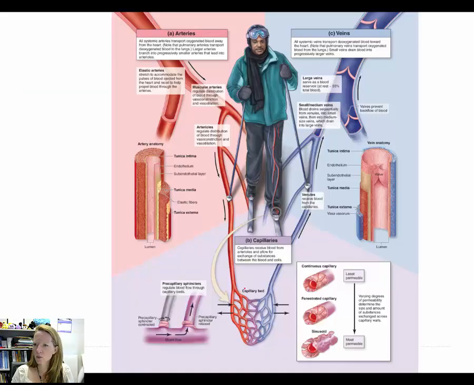So this is a nice little picture that's looking at all of the different things that we went through. So for the very last portion of section 1, we're going to look at another video, and that is going to be taking a look at the different pathways of blood vessels.